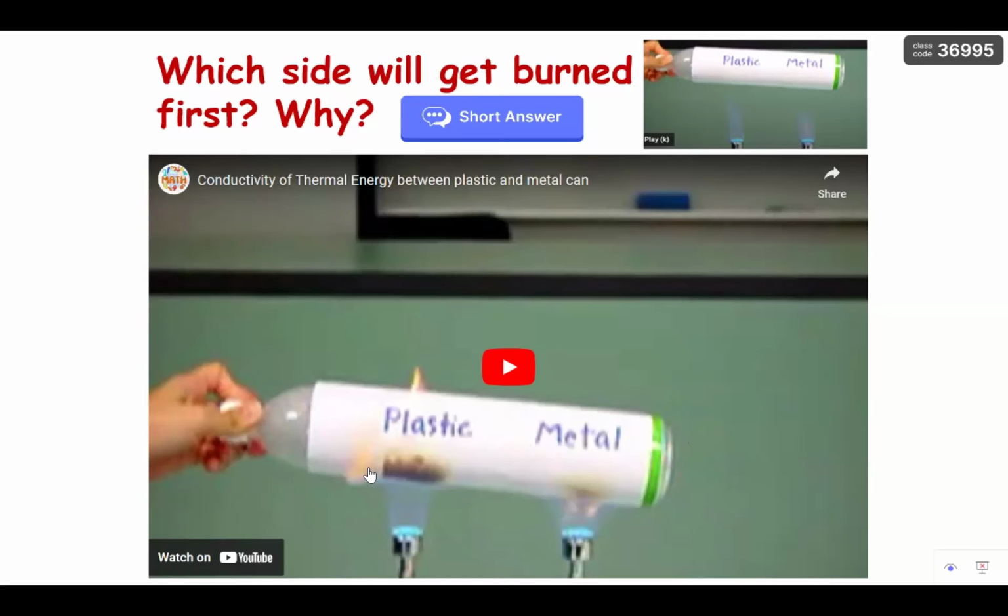But on the other hand, plastic is a poor thermal conductor. It doesn't allow the heat to pass through it quickly. So the temperature remains at here, the heat remains at here, and therefore the temperature over here reaches a high enough ignition temperature and it causes the paper to be burned over this side.